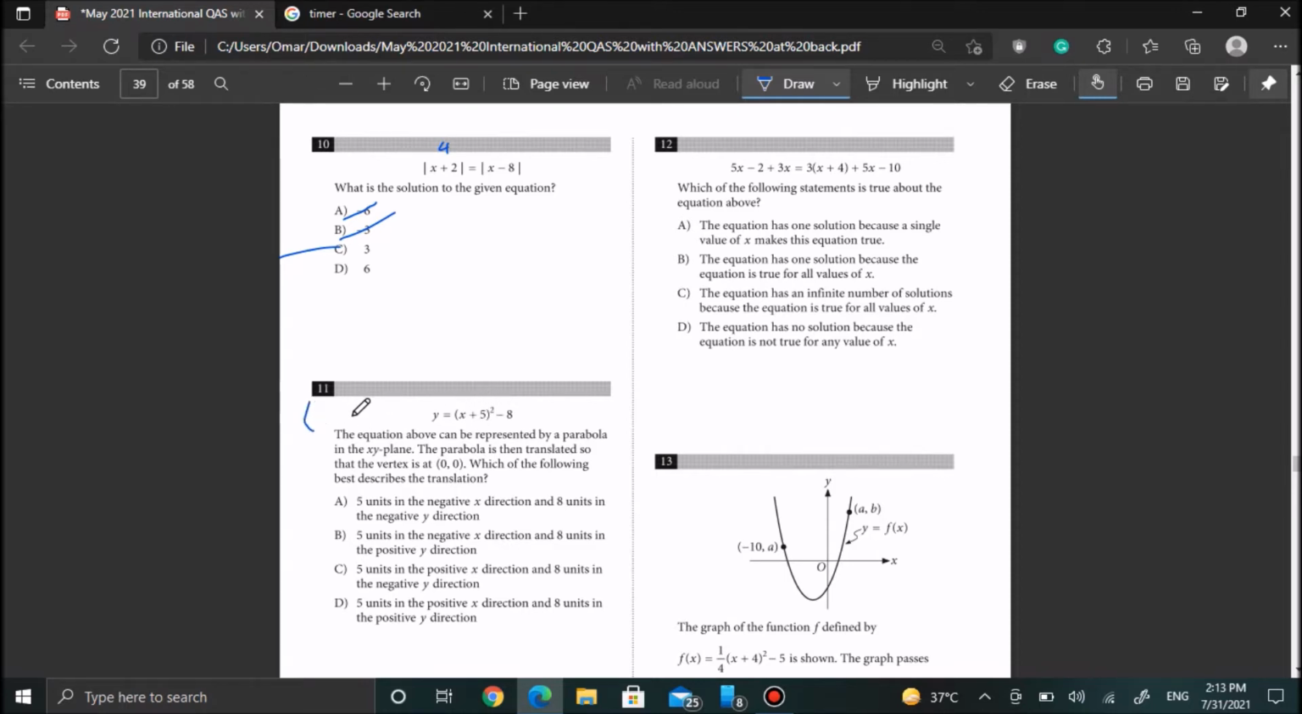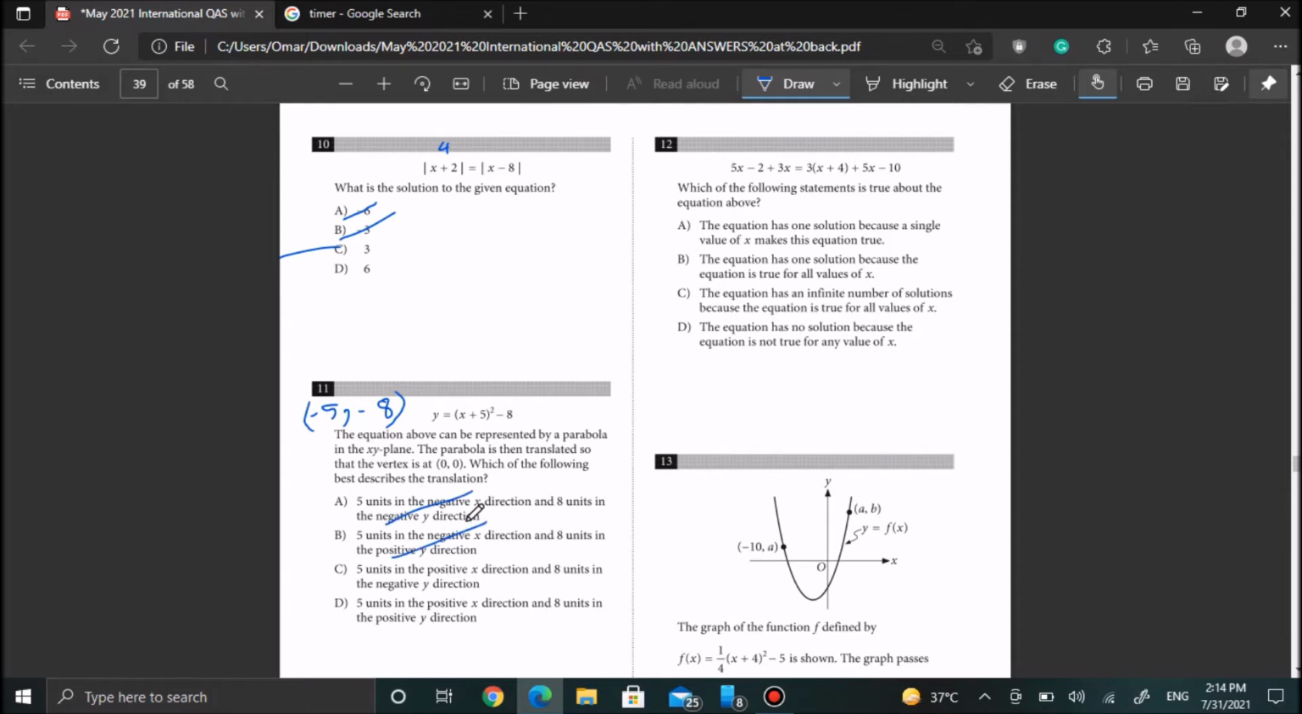The vertex was at negative 5, negative 8, right? You should understand the vertex form, which I'll tell you after finishing the section. Maybe I can go over this one as well. From negative 5, negative 8 to 0, 0, what happened here? We moved 5 units to the right and 8 units up. 5 units in the positive x direction.